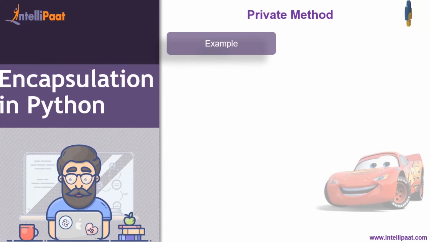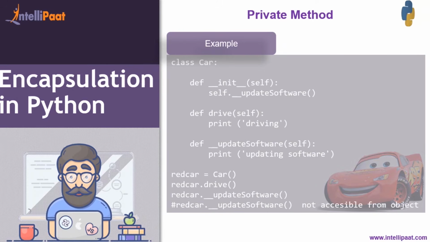For now, let's see what's a private method. So we have a class as car in which we are defining an init method. It has self._update software. Whenever you place an underscore, it means that it's a private thing and it cannot be accessed from outside. Next we have the drive method. We are printing driving over here, and inside that it's updating software. When we make an object of the car class like redcar and call redcar.drive, we can access this, no issue.